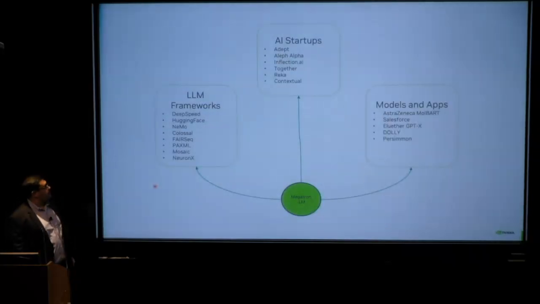Megatron is incorporated into every single large language model framework that you've heard about. So you may have heard of Hugging Face, you may have heard of DeepSpeed or some of these other ones. That code is already incorporated in there. Of course, it's also in a number of AI startups that NVIDIA works with, as well as a number of apps that are trying to use it to enhance or incorporate new capabilities into their particular products.